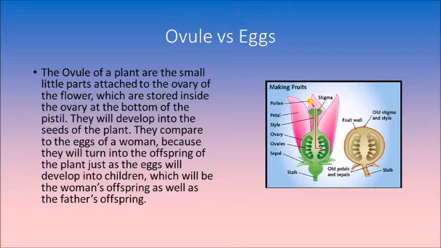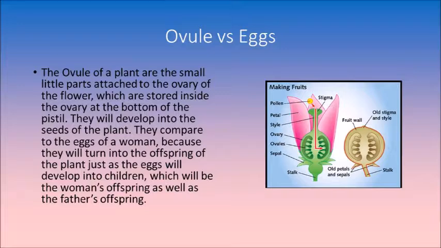Ovule versus eggs. The ovules of a plant are the small little parts attached to the ovary of the flower, which are stored inside the ovary at the bottom of the pistil. They will develop into the seeds of the plant. They compare to the eggs of a woman because they will turn into the offspring of the plant, just as the eggs will develop into children, which will be the woman's offspring as well as the father's offspring.